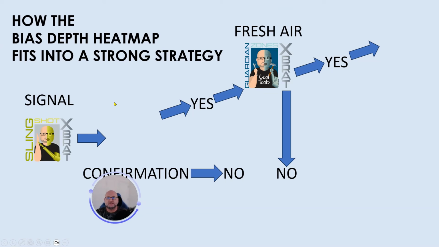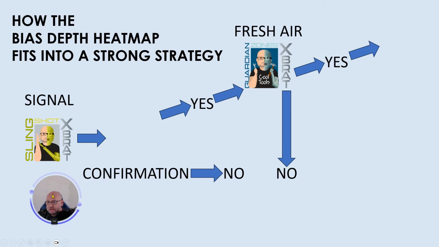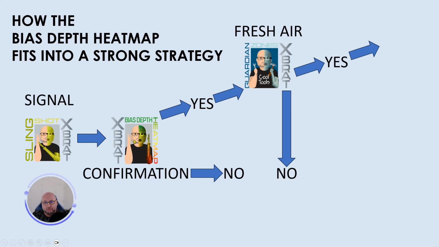So, how the bias depth heat map fits into a strong strategy. This is my philosophy, and it's been this for 20 years. It's even in my book that's called Confluence, Not Coincidence. So how does it fit in? And this is important. First of all, a lot of people get a signal, and it doesn't have to be one of our signal generators from xBrat, but I've just put the slingshot in there as an example. When you get a signal, you shouldn't act on it straight away. You need that confirmation, and this is where the bias depth heat map comes in.